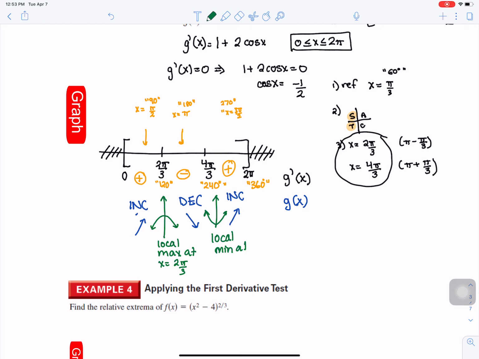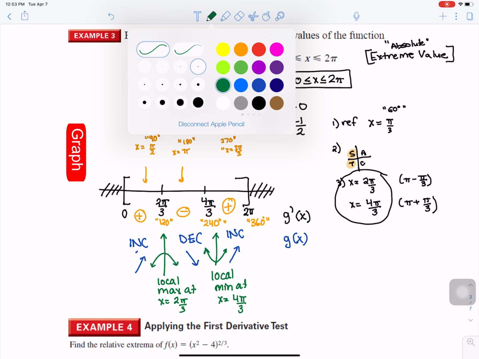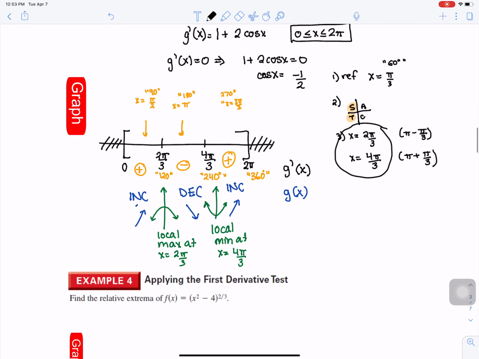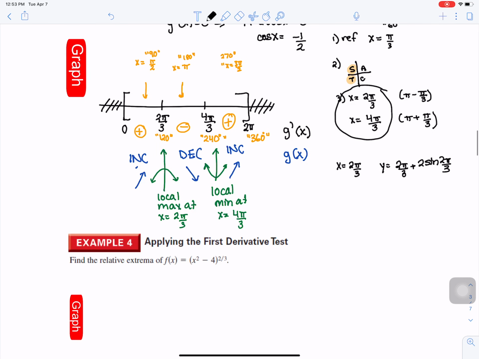Minimum at x equals 4 pi over 3. Now let's say I wanted the actual y coordinates for these points. That would just require me to sub these values back into the original function. So when x is 2 pi over 3, y is 2 pi over 3 plus 2 sine of 2 pi over 3. And then you can simplify that answer.